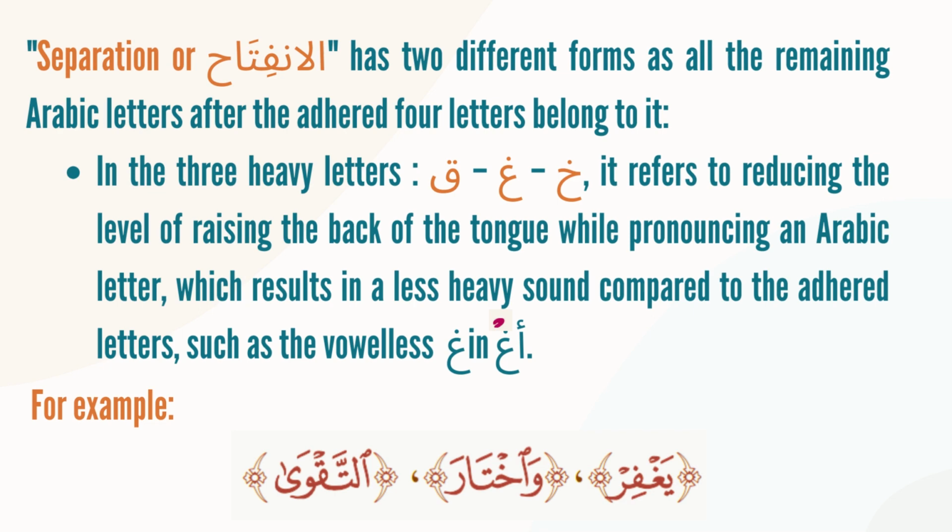Separation or al-infitah has 2 different forms, as all the remaining Arabic letters after the adhered letters, which are 4, belong to this separation. In the 3 heavy letters kha, ghain, and qaf, it refers to reducing the level of raising the back of the tongue while pronouncing an Arabic letter. So, the raising of the back of the tongue is less than what happens in the 4 adhesion letters, which results in a less heavy sound compared to the adhered letters, such as the vowels غين in أغ.